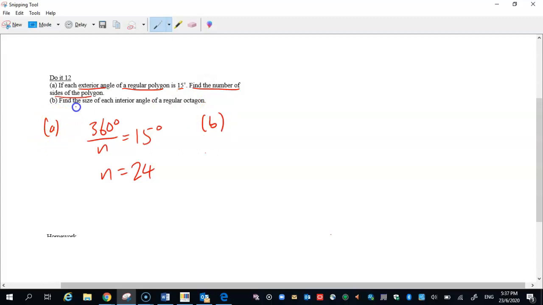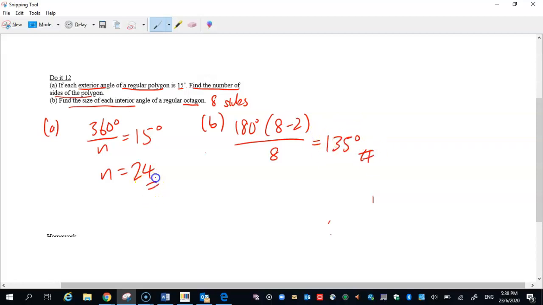For part B, we are asked to find the size of each interior angle of a regular octagon. Octagon, as the name suggests, like octopus, has 8 sides. So again we want to use the formula. We have 180 degrees times (8 minus 2) over 8 sides. This will be the interior angle. So let's calculate this. The answer is 135 degrees. And that's about it.